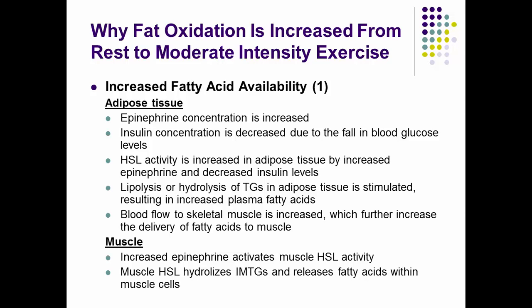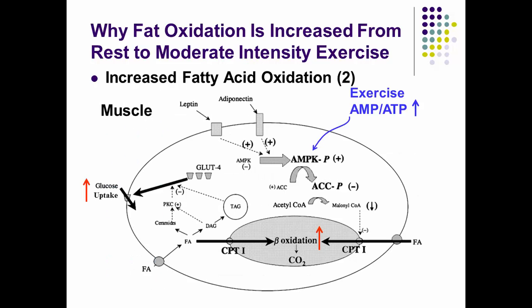The adipose tissue is a major source of fatty acids, and we know that during exercise, catecholamine levels increase and insulin levels decrease. So this combination works together to activate HSL activity in the adipose tissue to break down triglyceride into fatty acids. And it can also break down the triglyceride inside of the muscle, right? So this increases fatty acid availability. This is one reason why fat oxidation can be increased during the exercise.